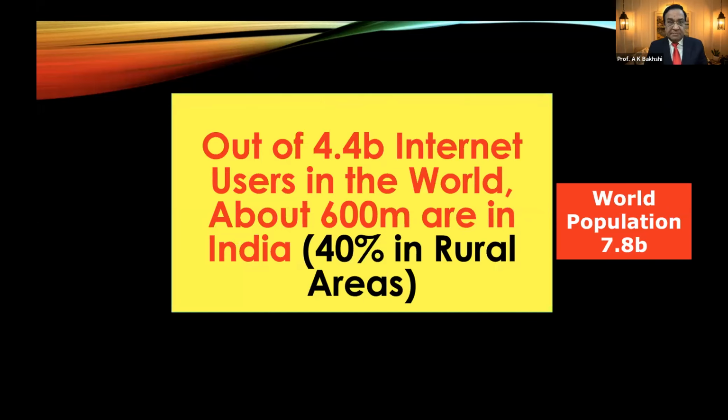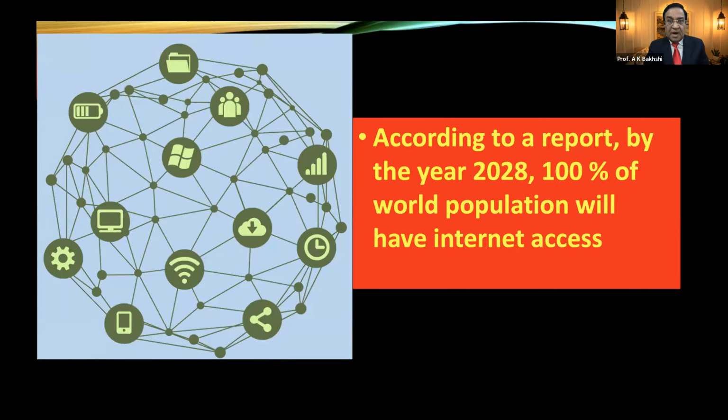The world has a population of about 7.8 billion. Out of this, 4.4 billion are internet users in the world. And out of 4.4 billion, 600 million are in India. So still there is a serious digital divide. Therefore, having online education throughout the country will take time because there are many people who can't access this. However, there is a report that by 2028, 100% of the world population will have internet access.